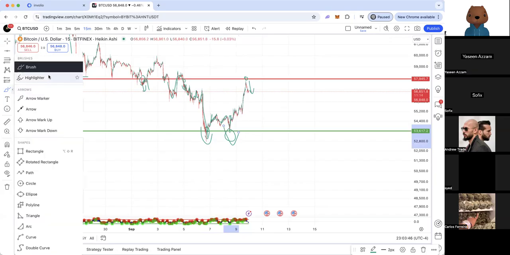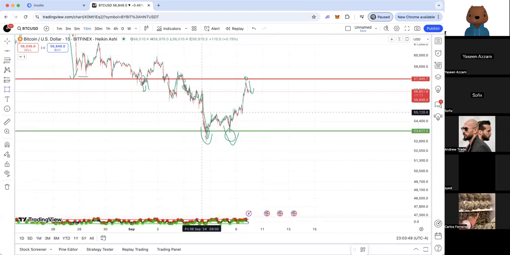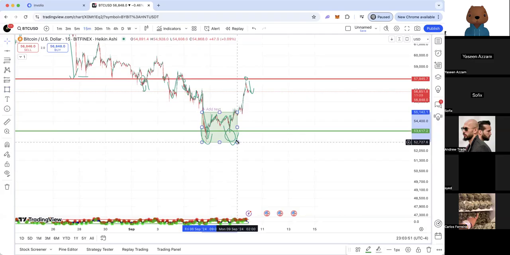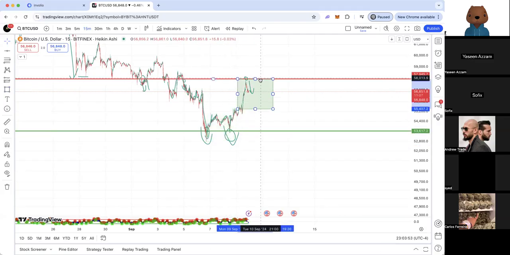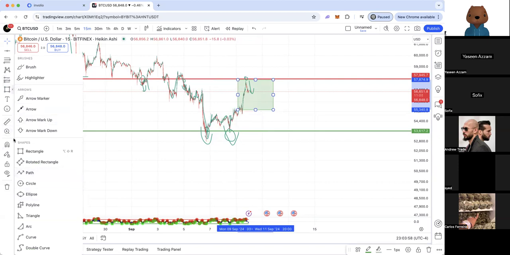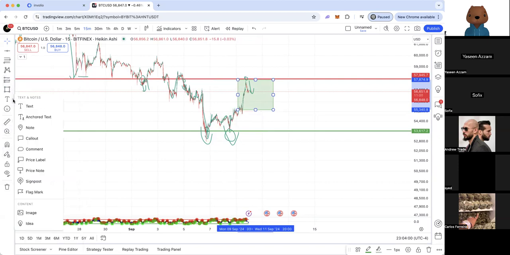You would just take the range of the double bottom, right? This is the low. You'd be like, oh, I'm going to long it. This is going to be my target. And then you would open a long position, right?